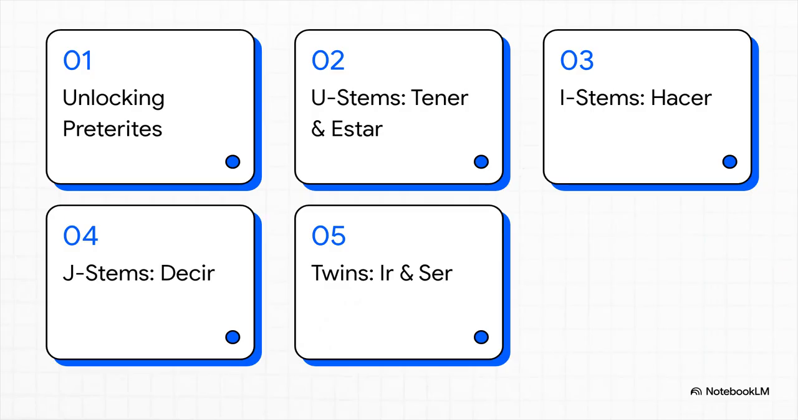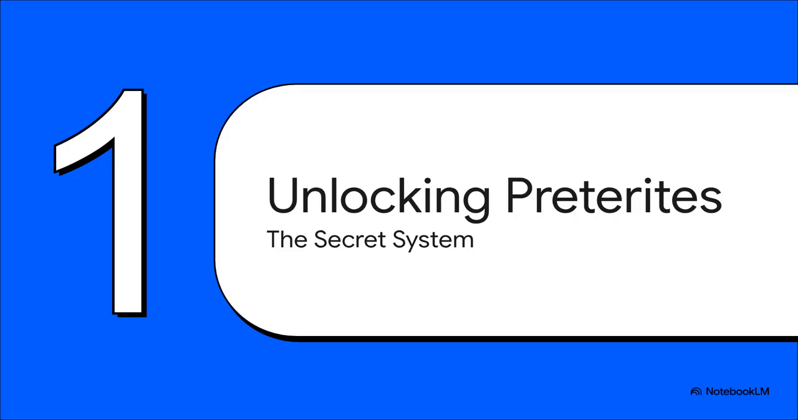First, unlocking those irregular preterites. Then, we'll hit the U stems featuring tener and estar, the I stems with hacer, the J stems with decir, and finally, the identical twins, ir and ser. All right, Section 1, Unlocking Irregular Preterites.